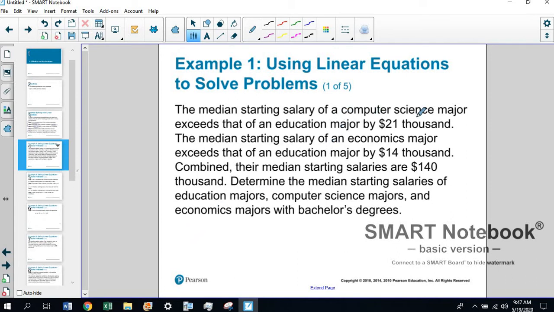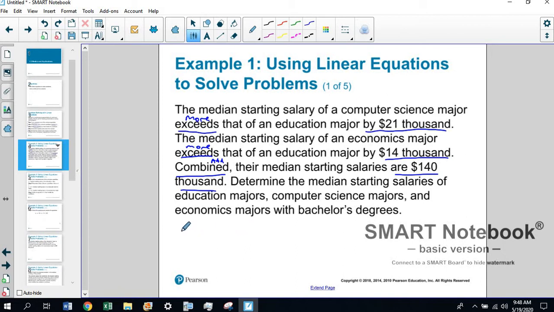The median starting salary of a computer science major exceeds, okay, more, than that of an education major by $21,000. The median starting salary of an economics major exceeds, again, more, than an education major by $14,000. Combined, their median starting salaries are combined, adding them together, right? Their starting salaries are $140,000.